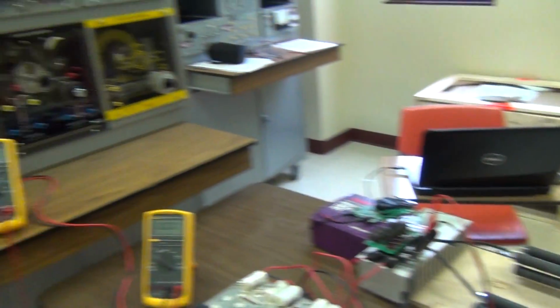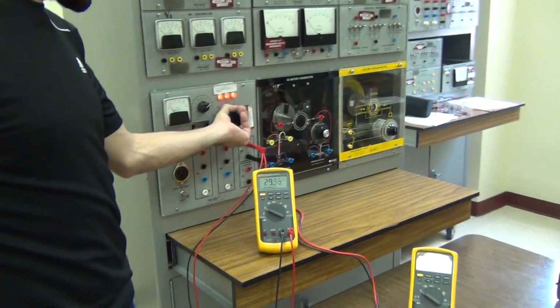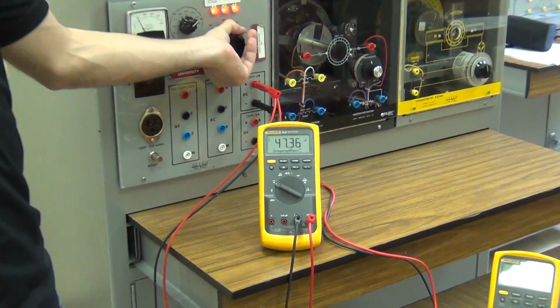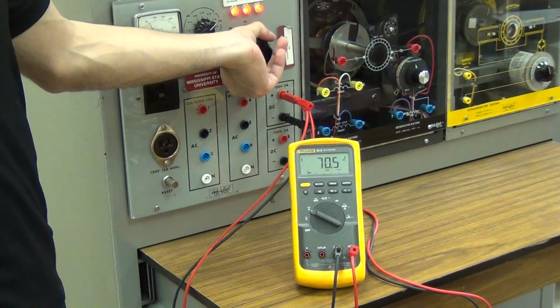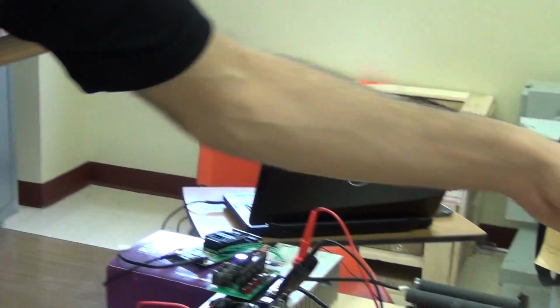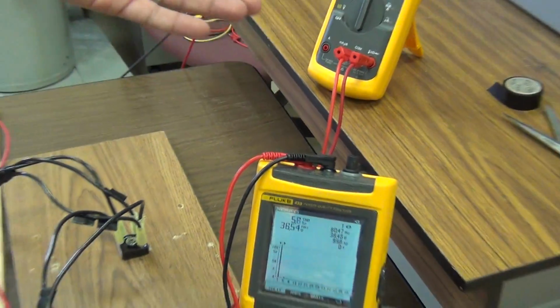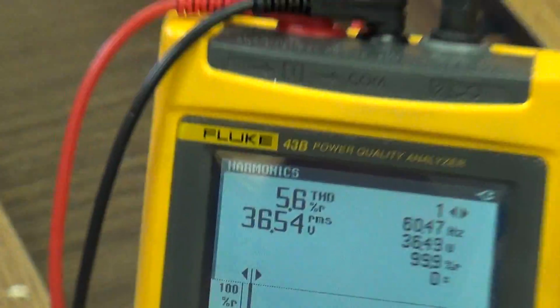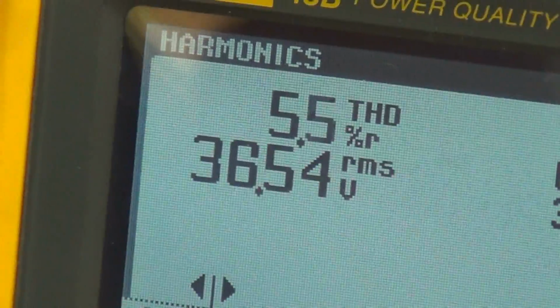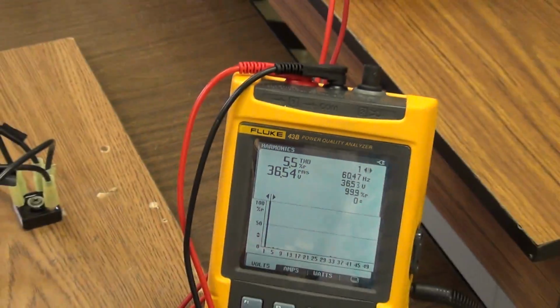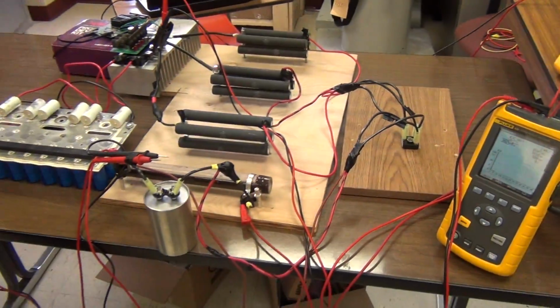Now we need to go back and increase the DC voltage. Now we have 70, and the THD is higher, we have 5.7, which is still low but higher than the previous one because the DC load is almost capacitive and this is the harmonic interaction, and that's it.